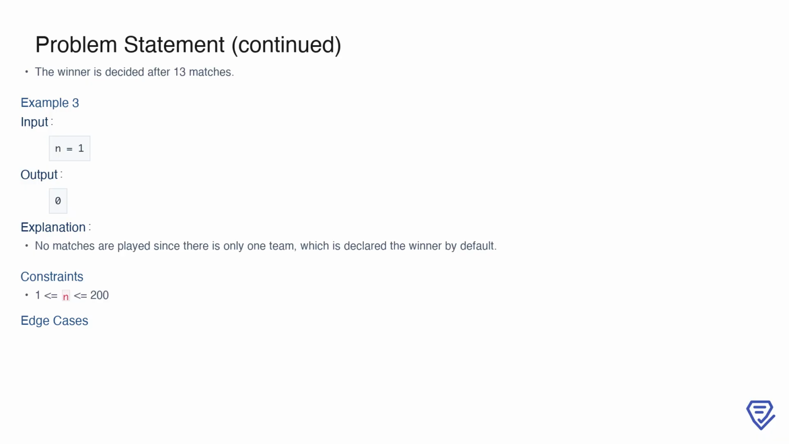Finally, in the fourth round, the last 2 teams play 1 match to determine the winner, bringing the total matches to 7 + 3 + 2 + 1 = 13. For this input, n equals 14, the winner is decided after 13 matches.